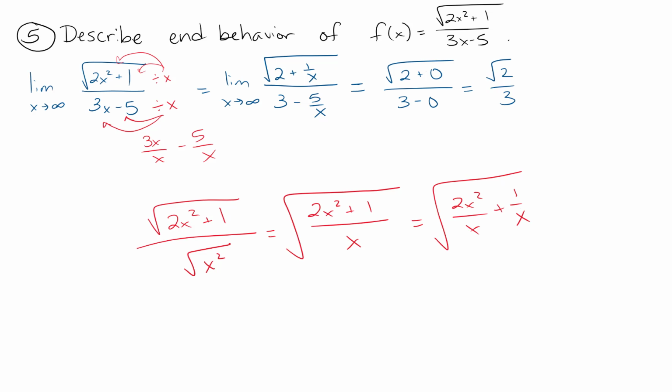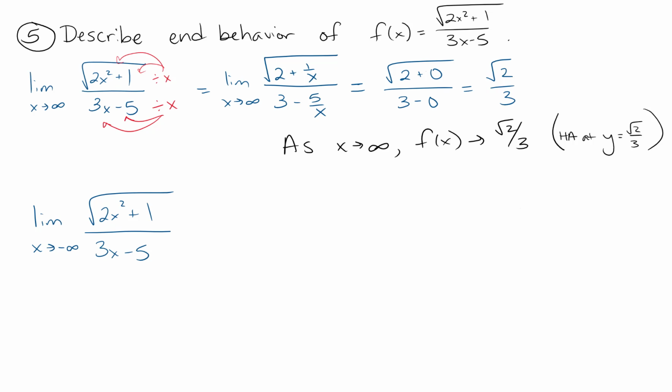And remember, we're discussing end behavior. So if I want to, I can now say, as x approaches infinity, my function is approaching the square root of 2 over 3, which we know corresponds to a horizontal asymptote. So I can add that note, horizontal asymptote at y equals square root of 2 over 3. But remember, we still need to check the limit at negative infinity.